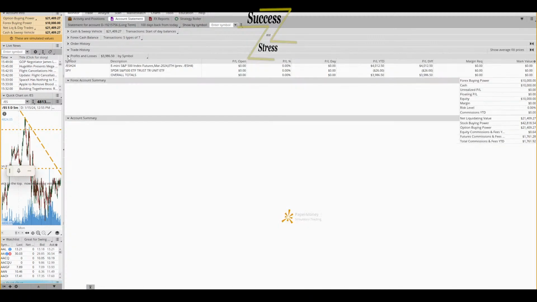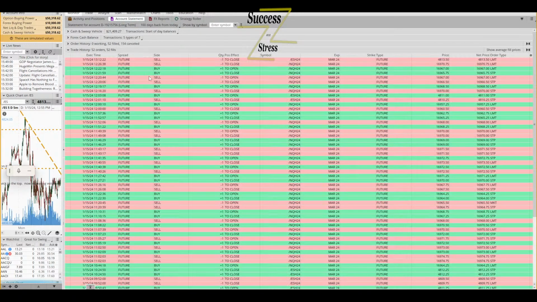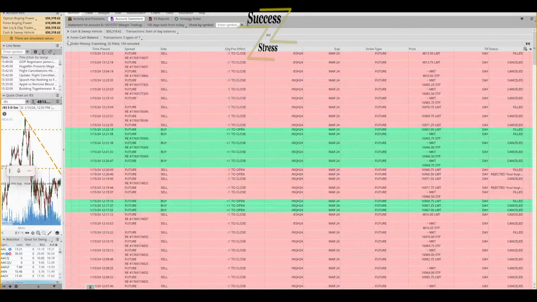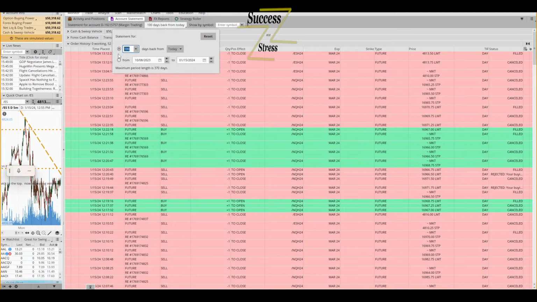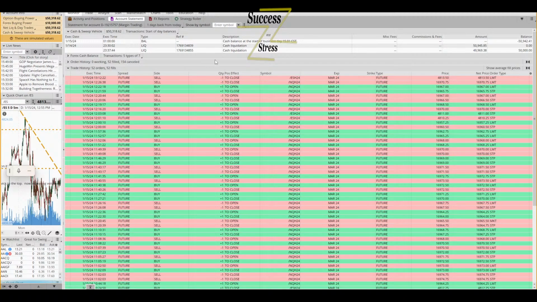Forex, I don't even trade Forex. Losses. This long-term margin trading. Here we go. Oh, this is because it's doing 100 days.